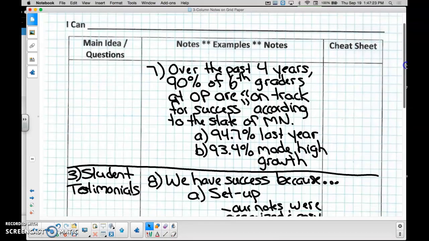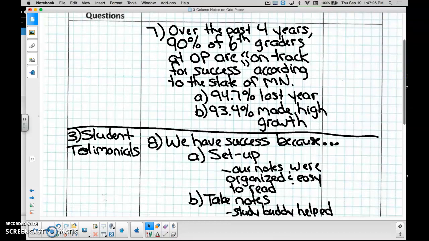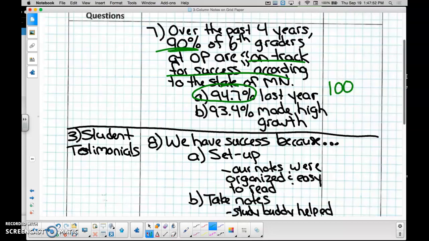Over the past 4 years now, we've been doing this sort of note-taking; this is the 5th year. Over the past 4 years, our kids at 6th grade at Oak Point are averaging what percent as far as being on track for success according to the state of Minnesota? 90%. And then last year's kids were like the best ever. What did they average? 94.7%. Holy Moses. And what's our goal this year? 100%. We want 100% of our kids to be on track for success, and we want 100% of our kids to make high growth, right? Yes. Last year, they only had 93.4. I say that sarcastically, right? 93.4 is really good. But we want 100 this year.